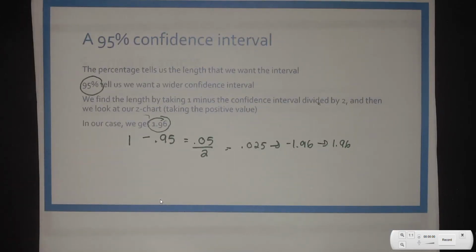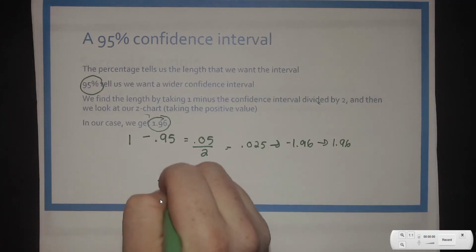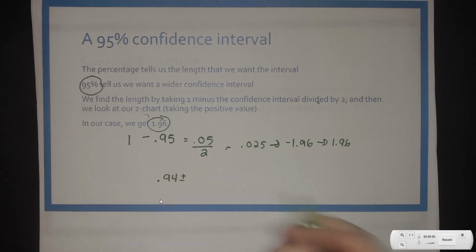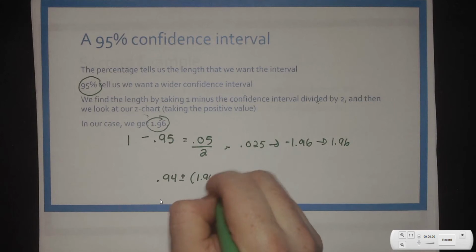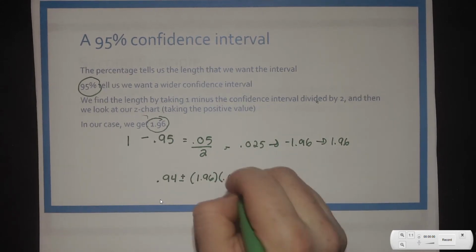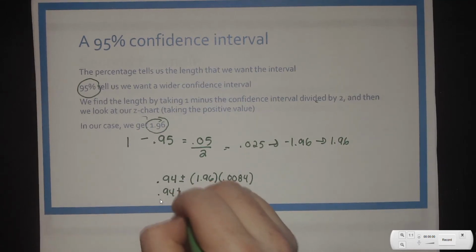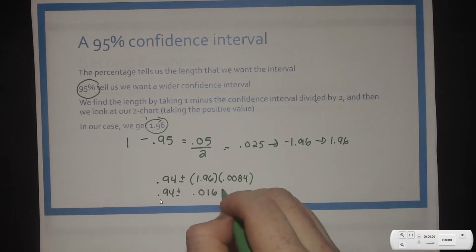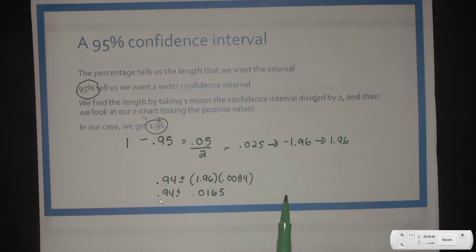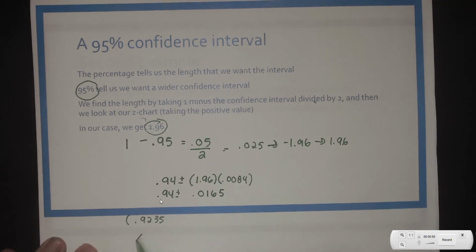Now, to complete my confidence interval, I'm going to take that 0.94 and add and subtract 1.96, which I just got, times the standard deviation that I got from the other page, which is 0.0084. Then I'm going to multiply those together. So 1.96 times 0.0084, and that's 0.94 plus or minus 0.0165. I'll keep it at 4 decimal places. And then I want to add and subtract this. So 0.94 minus 0.0165 gives me 0.9235.